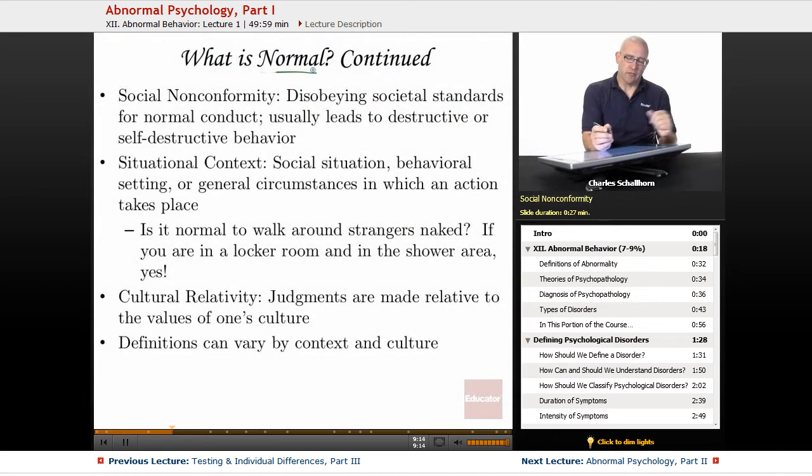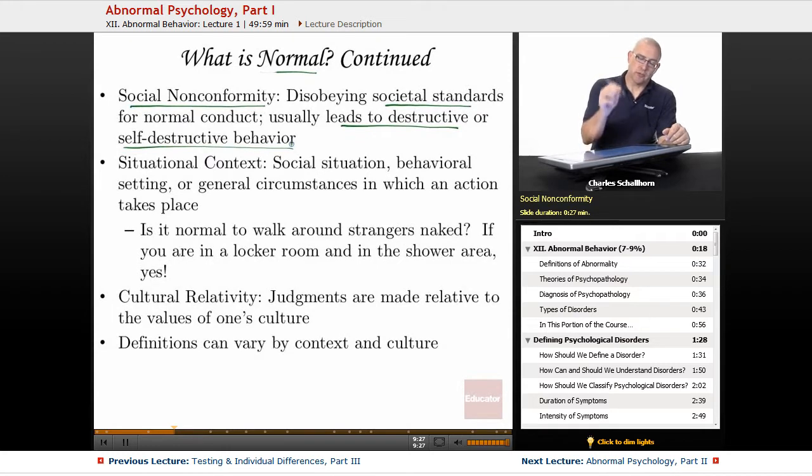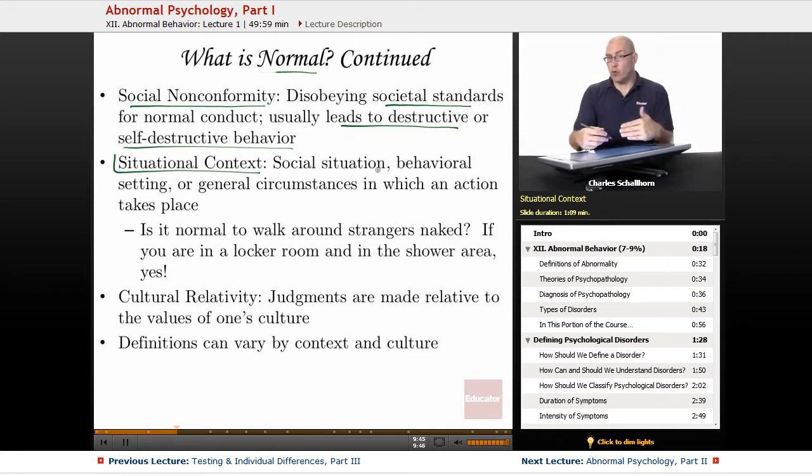What is normal, continued. There is social nonconformity. That's when people just disobey societal standards for normal conduct. This will usually lead to destructive or self-destructive behavior. These are people who intentionally disobey societal standards. They choose to act in a way that is counterproductive and against society. Fair enough, that's nonconformist. Then there's situational context, the social situation. Does the situation call for particular kinds of behaviors? It's the behavioral setting or general circumstance in which an action takes place.